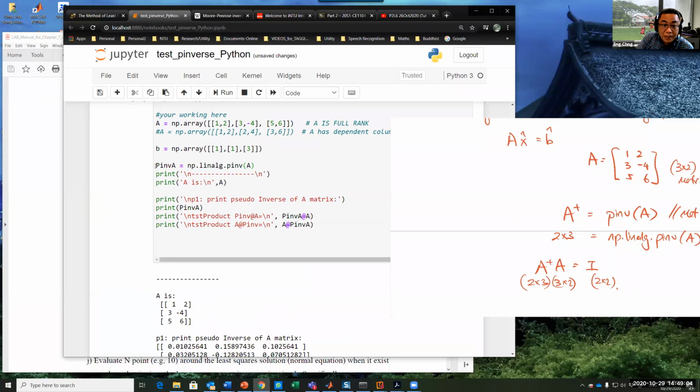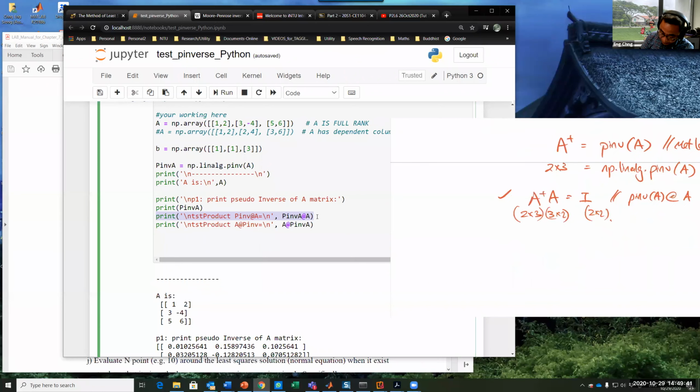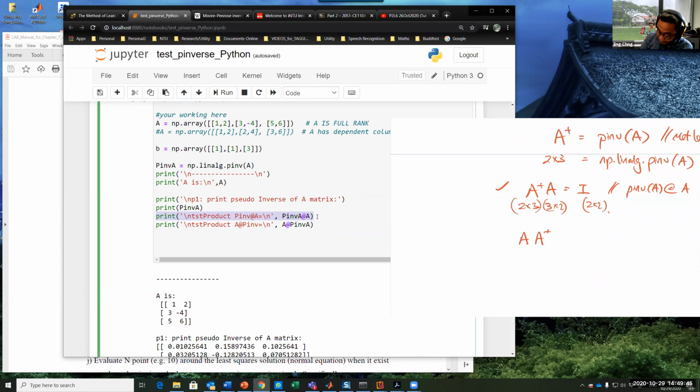I'm assigning my A. I'm assigning my B. I am calculating the inverse of A using NumPy's linear algebra pinv. I'm printing my A. I'm printing my pseudo inverse. And I am showing you pseudo inverse of A times A. And then I'm going to show you one more, which is A times A plus. This guy is a 3 by 2. This guy is a 2 by 3. Therefore, this guy must be a 3 by 3. Let's take a look, guys.